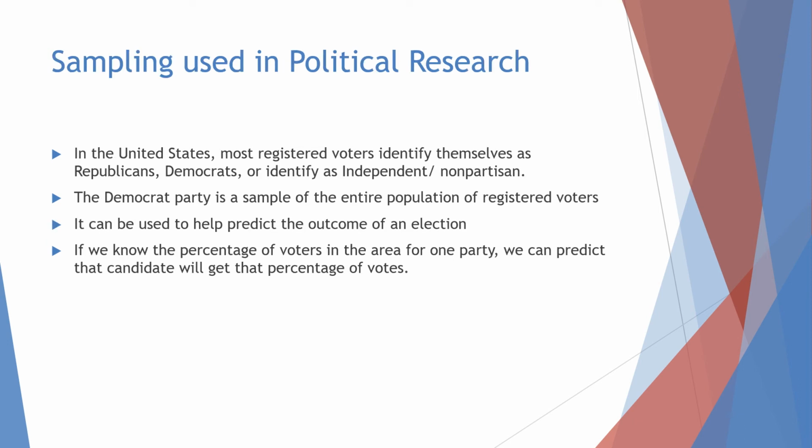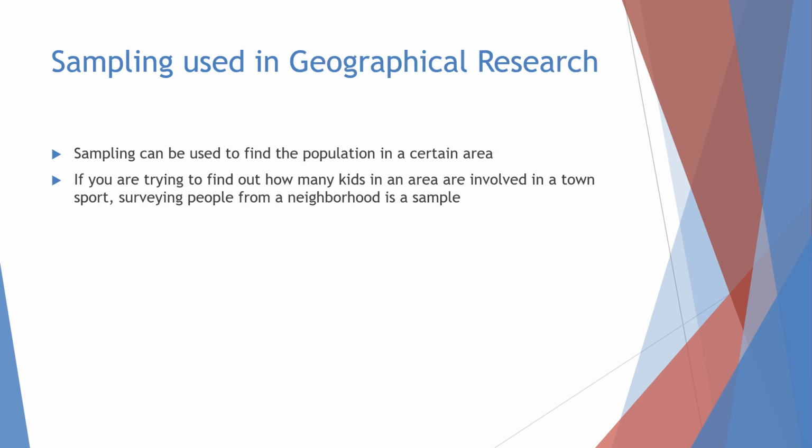Next is sampling used in political research. In the United States, most registered voters identify themselves as Republicans, Democrats, or Independent. The Democratic Party is a sample of an entire population of registered voters. It can be used to help predict the outcome of an election. So if we know the percentage of voters in an area of one party, we can predict that that candidate will get that percentage of votes.